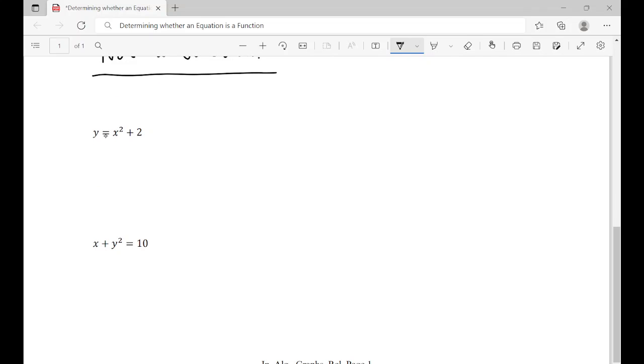Here I have y equals x squared plus 2. This is an x squared, but again, I'm not too worried about it. I'm just focused on whether I have y by itself, which I do, and a single expression over here, which I again do. So since this is the case, I can say that this equation is a function.